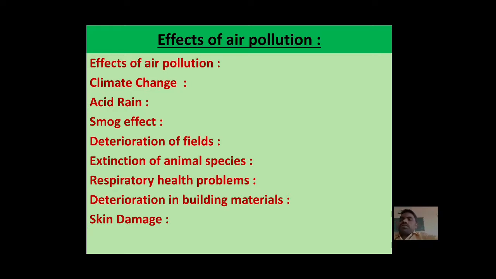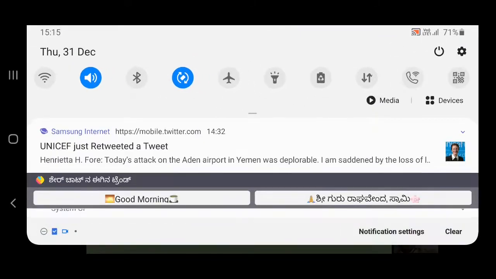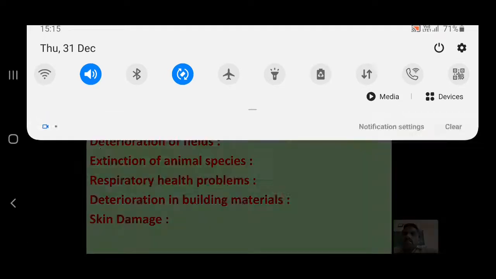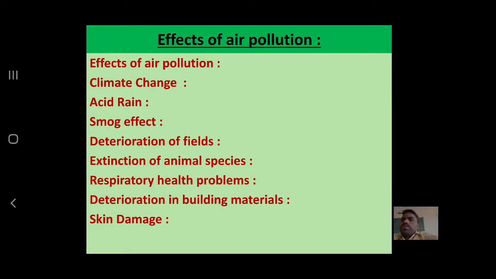When the gases react with water, they convert into nitric acid and sulfuric acid that comes to the earth in the form of acid rain. When that rain reaches the surface of the earth, it is also harmful to the plants and even to the animals. And the next effect is the smog effect.